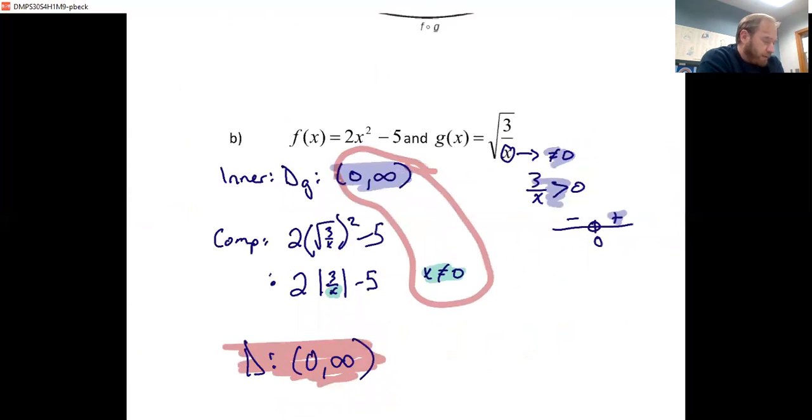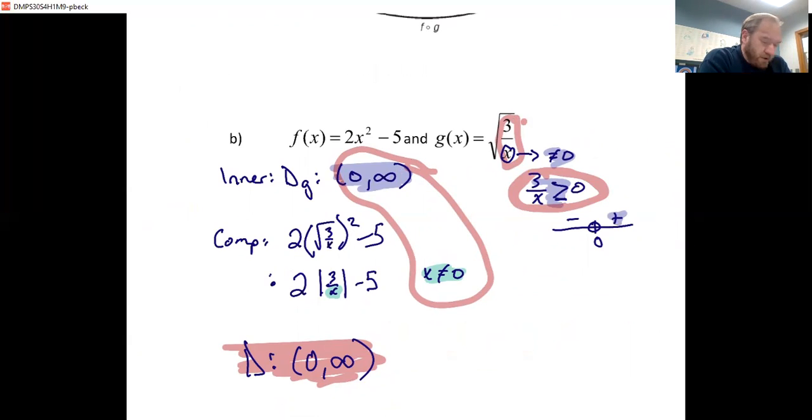For part B, start off with the domain of the inner function. This is kind of some chapter 4 review for us. So I have this expression, 3 over x has to be greater than 0, because what's underneath the radical must be greater than or equal to 0. I'm going to go ahead and put that or equal to 0.